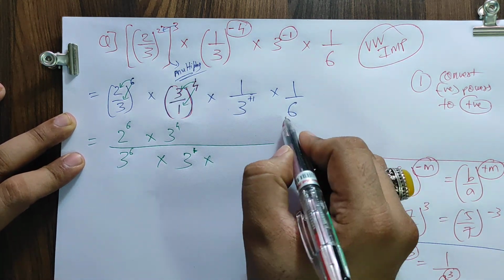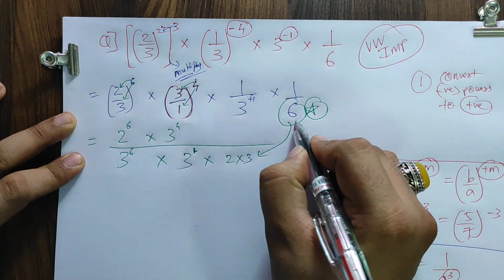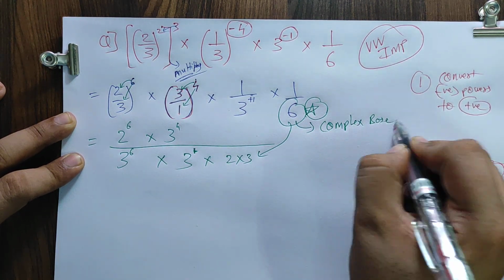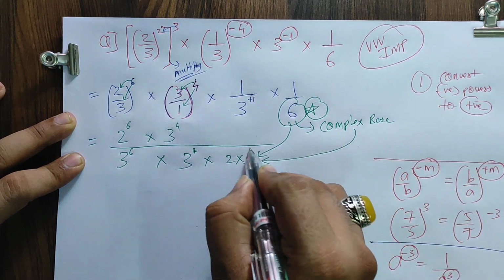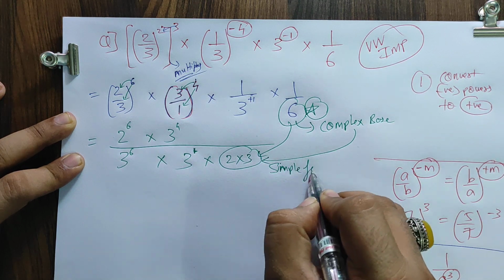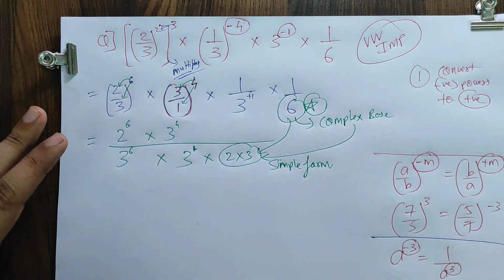It's 6, so over this 6 I'll mark a star. I'll write 6 as 2 into 3. 6 is a complex base, so I'll write it in the simple form. This is the simple form: 2 into 3. I wrote 6 as 2 into 3, please. Okay, all eyes over here.